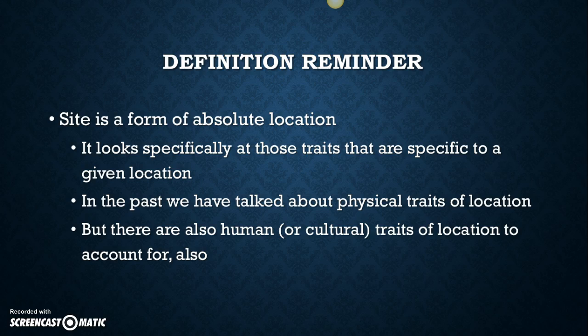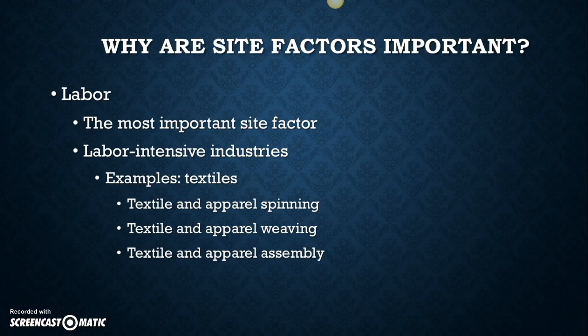But there are also human or cultural traits to location that we need to account for as well. And that's a lot of what we're going to talk about with this lecture. Not all, but a lot of it. Okay, so moving on to talk about those human factors in site. Probably the most important site factor when we're talking about industrial location is labor force.